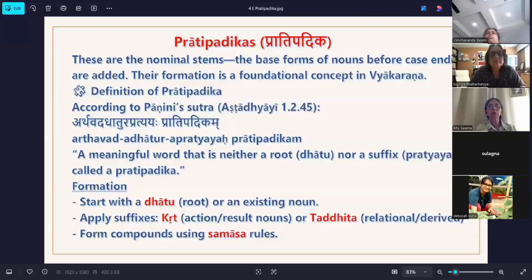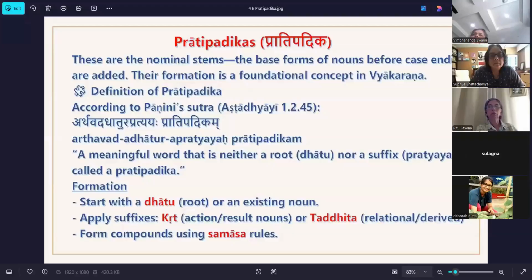So pratipadika should be with meaning. But dhatus also have meanings. But it is not a dhatu. And it is not a pratyaya also. So it is a negative definition. The only thing positive that is said here is that it has meaning. But it is not a dhatu, neither a pratyaya. That is a pratipadika. So the English translation: a meaningful word that is neither a root nor a suffix is a pratipadika.